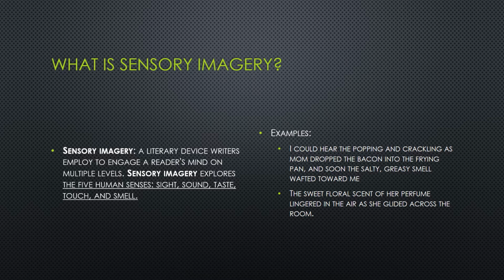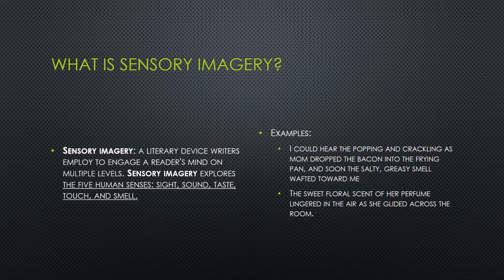So here we have sensory imagery, where we see that the writer is appealing to our senses with sight, sound, and smell. Now with the second one, the floral scent of her perfume lingered in the air as she glided across the room. So here we have description words that describe her perfume. It's sweet and it's floral. That means it smells like sweet flowers. Her perfume lingered in the air.